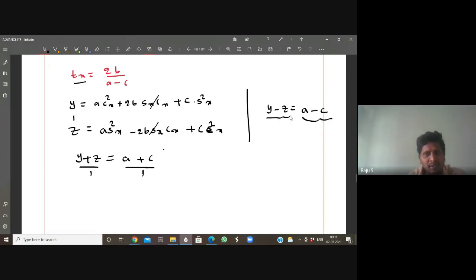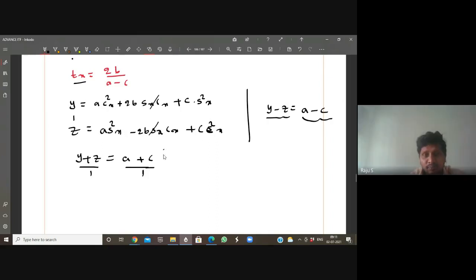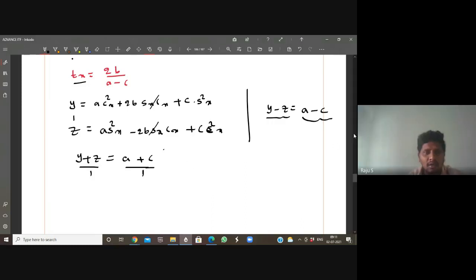Are you going to get Y minus Z directly A minus C? See, Y plus Z is A plus C. Is that clear? Okay, sir. Like that, so we cannot get directly A minus C. We must simplify because A is common, cos square minus sin square. Can you do the steps here? So can you do the steps for Y minus Z? Okay, right.